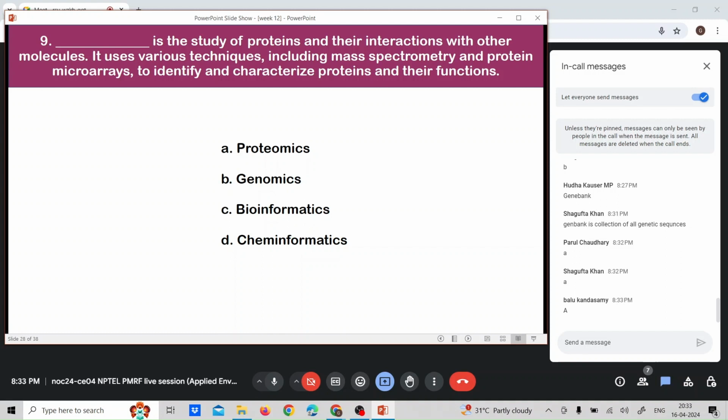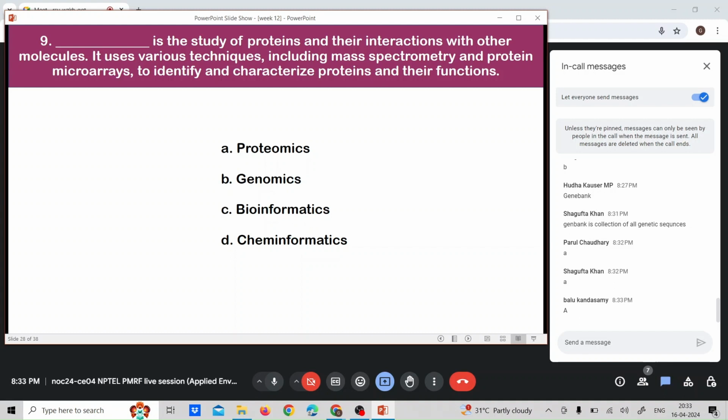Okay, so yes, proteomics is the study of proteins and their interactions with other molecules. It uses techniques including mass spectrometry and protein microarray to identify and characterize proteins and their functions. So the study of all the proteins that are present in a sample is known as proteomics. The study of all the genes that are present in the sample is genomics. We know what bioinformatics is; we have been discussing it for the past one hour now.